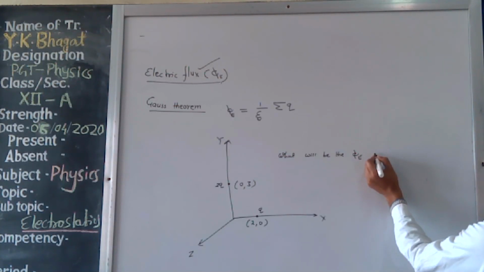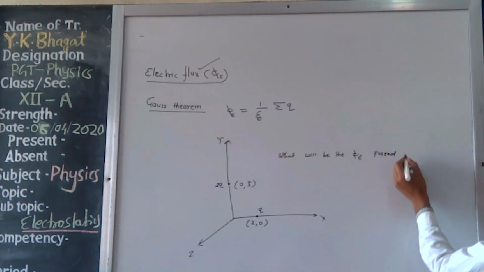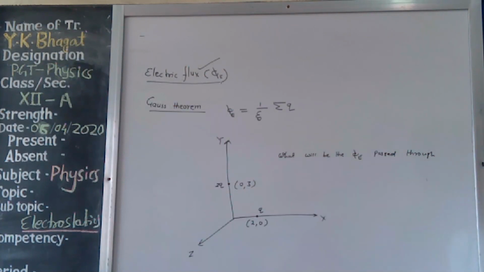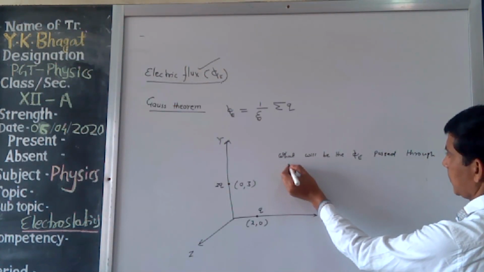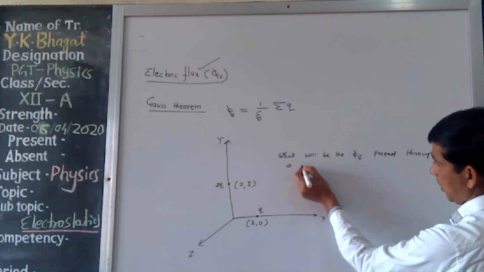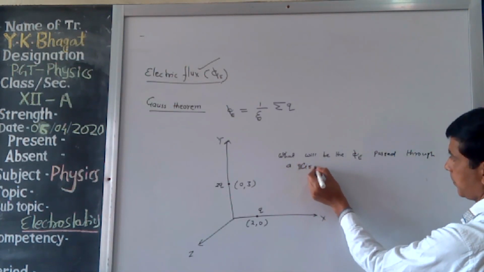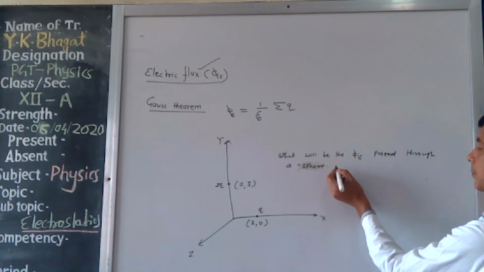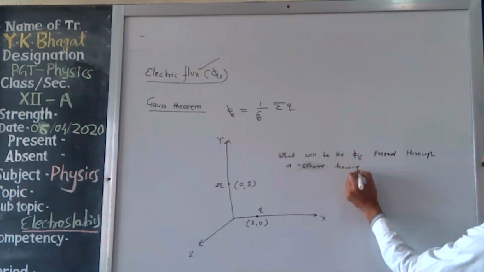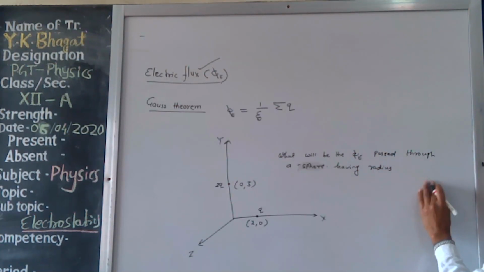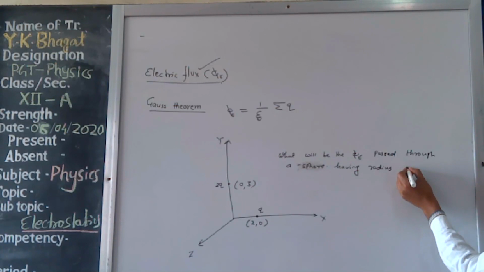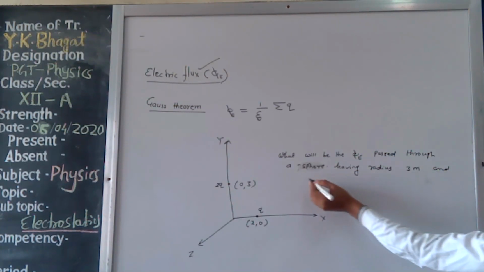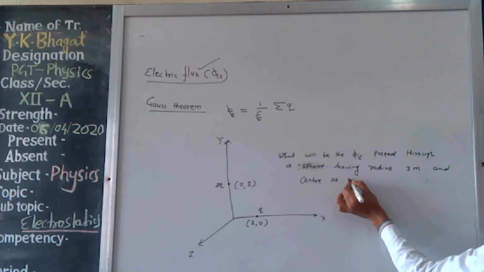electric flux passed through a sphere, a circle, a sphere having radius 3 meter and center as origin.